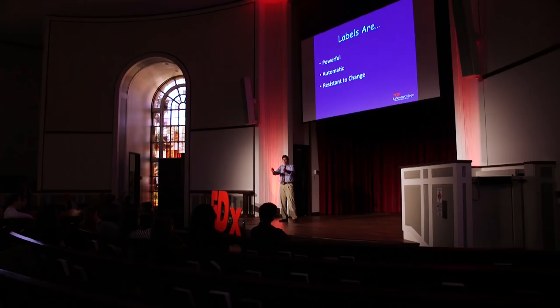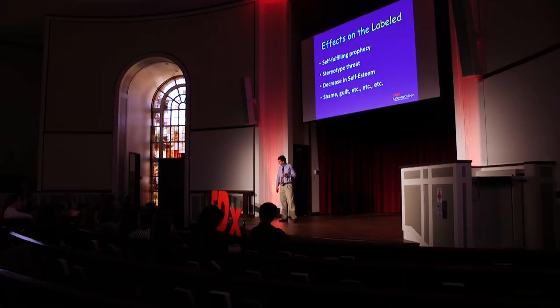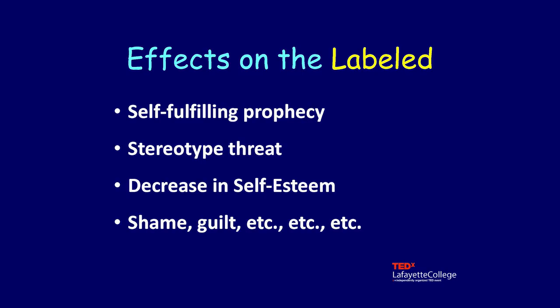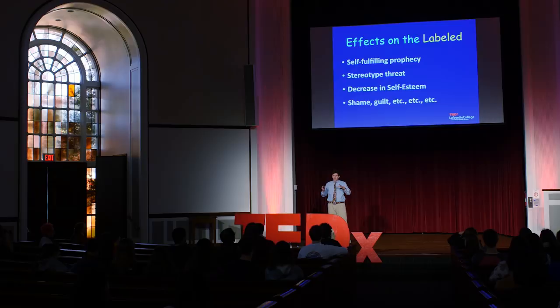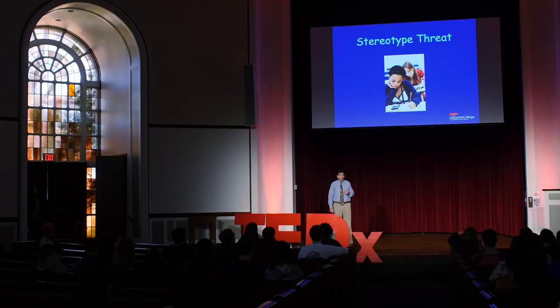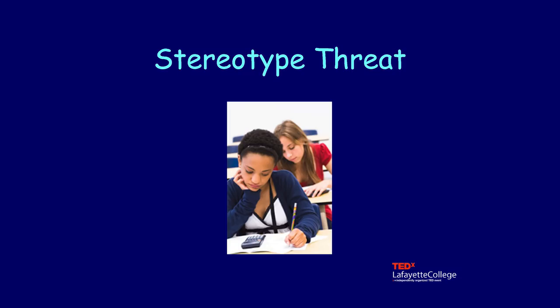Now, labels can affect both the people being labeled and the labelers. Let's talk about the people being labeled first. I've got some fairly technical terms up here: self-fulfilling prophecy, stereotype threat, decrease in self-esteem, etc. And so labels can affect the people being labeled. I'm going to talk about one of these and just walk you through it, stereotype threat. So stereotype threat is the way that stereotypes can affect people's performance in real-world situations.